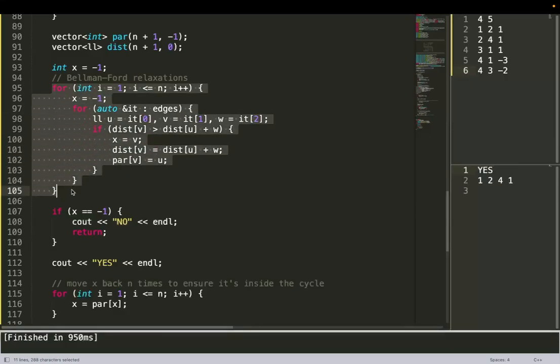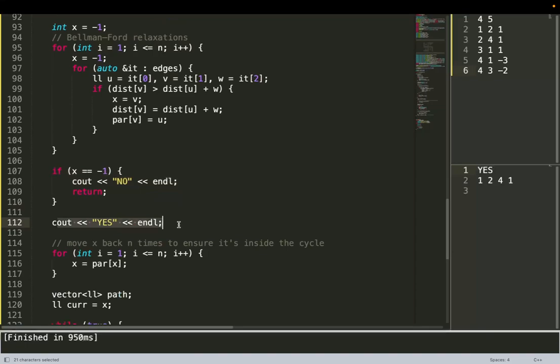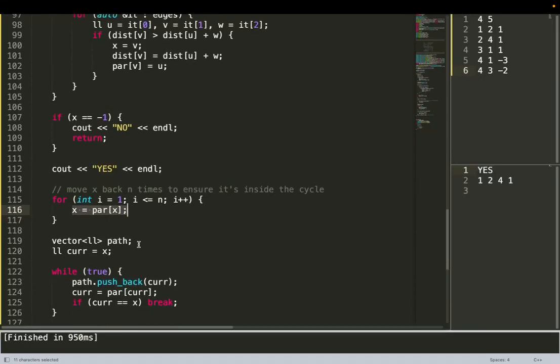Once you're done with this, see, at the start of the nth iteration you have reinitialized your x to -1 and again performed the relaxation for edges. So if x is equal to -1, this means that in the nth iteration there was no relaxation and hence your answer will be no. Otherwise, your answer will be x. You need to move x now. Just to ensure that x belongs to the cycle, you simply move x back n times, so you run it and change x to parent of x n times.